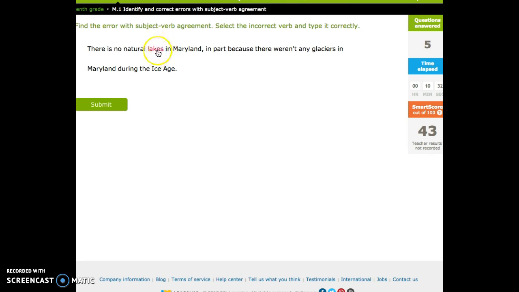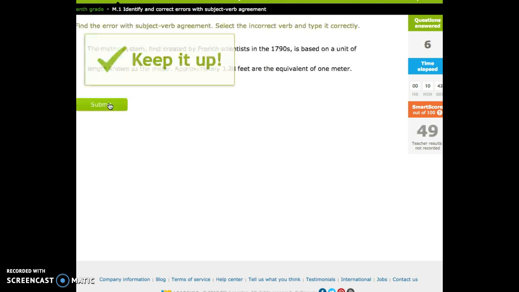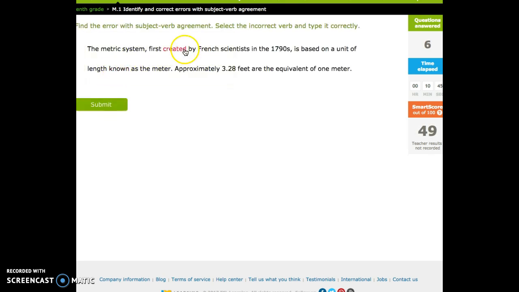Okay, so lakes are. There are no natural lakes. It's the subject, that's the verb. The metric system. Okay, here's an example of where a number would be singular. So 3.28 feet are the equivalent of 1 meter. This is really confusing. That's plural, right? I mean, it's not 1 foot is, it's 3 feet are. But it's actually not. This is a weird exception.